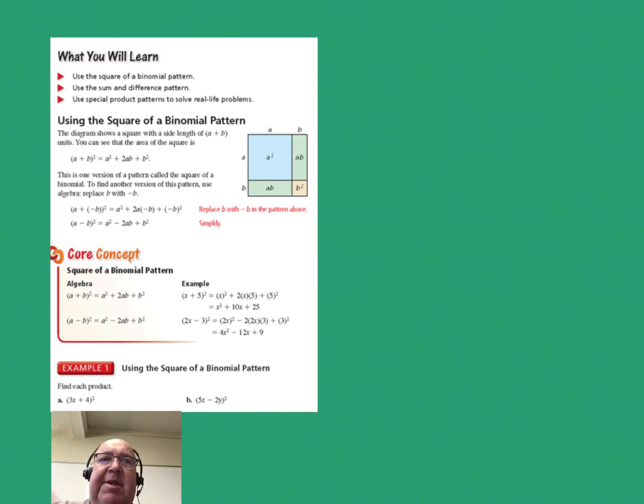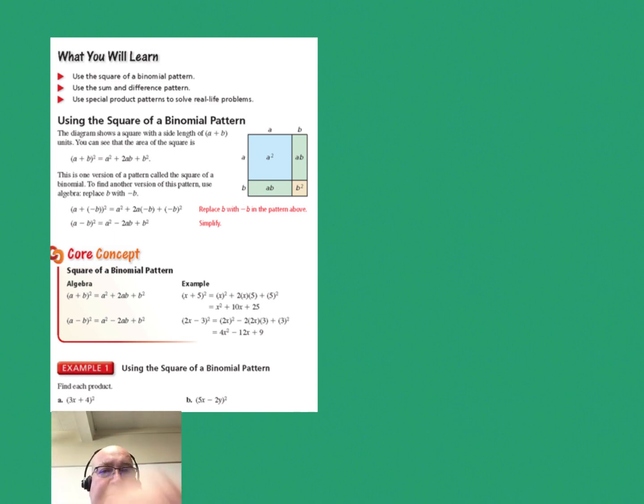Alright, this section's a real brief section. We're going to look at some special patterns of binomials, or a couple of different things. First off, this will go through and explain the concept behind the first pattern.